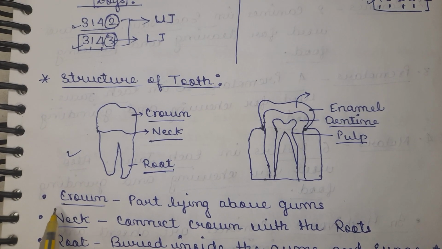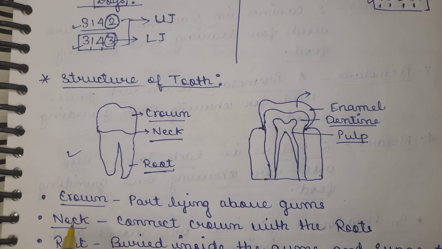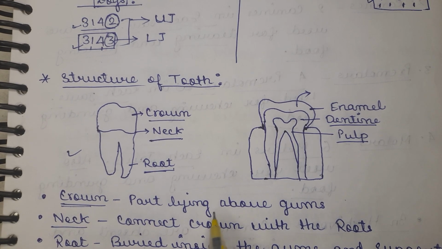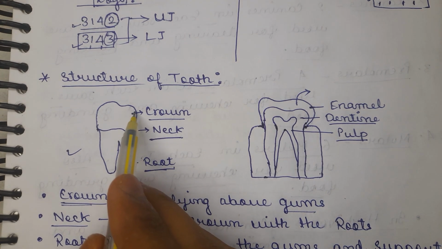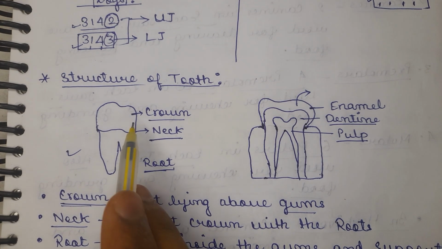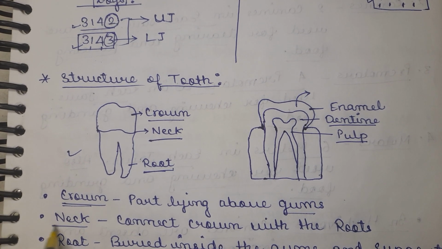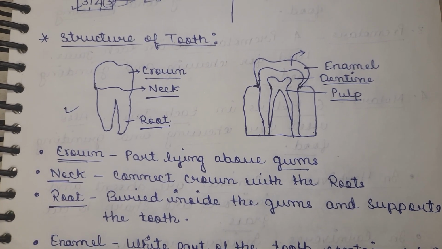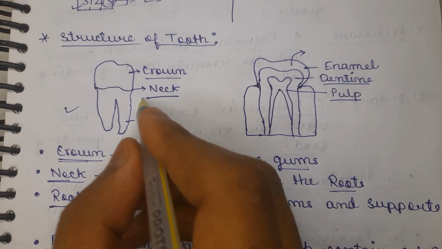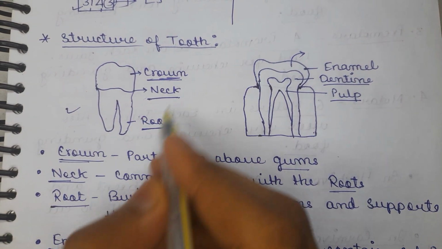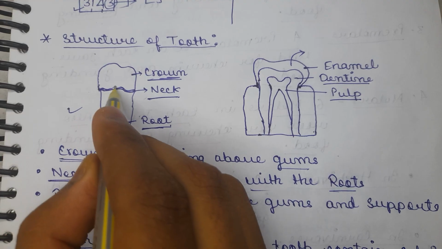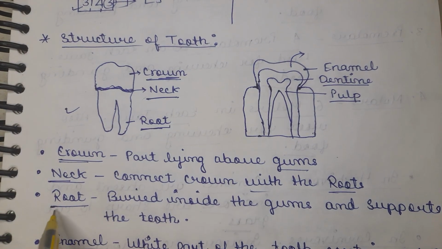So we will look at each and every part of the tooth, starting with the crown. The crown is basically the part lying above the gums. Second one is the neck. The neck basically connects the crown with the root. Third one is the root.